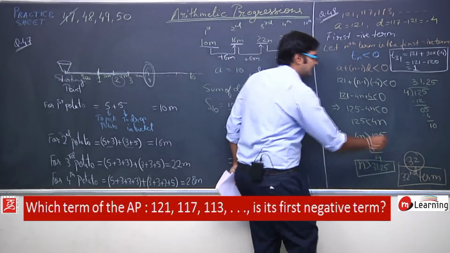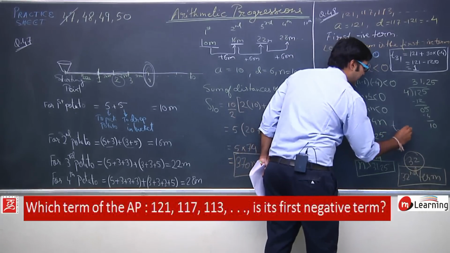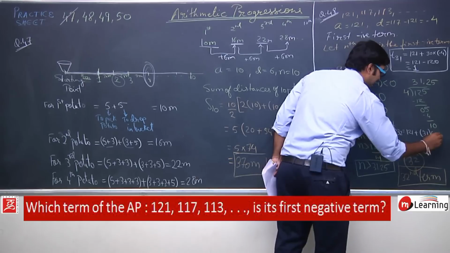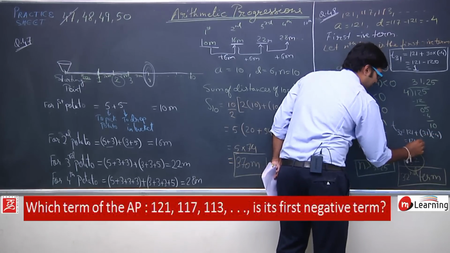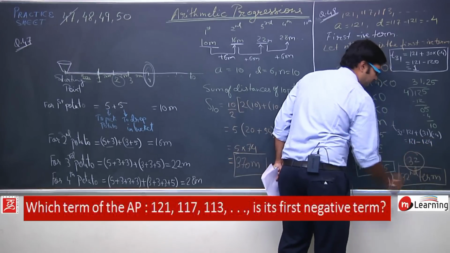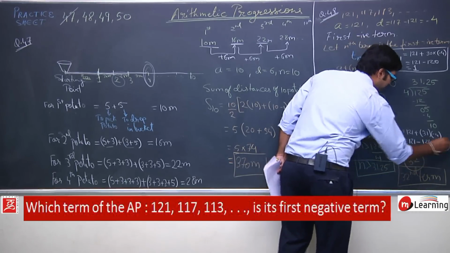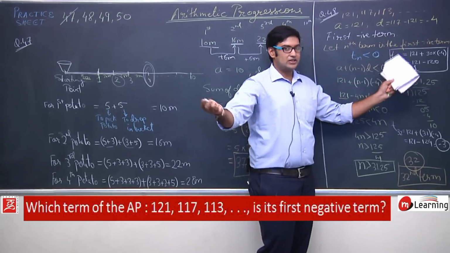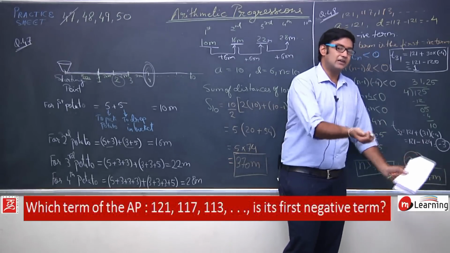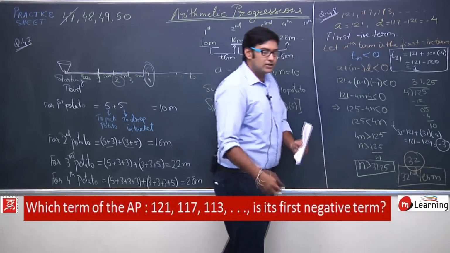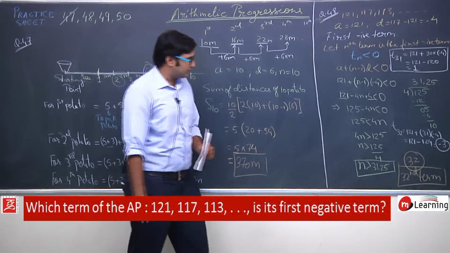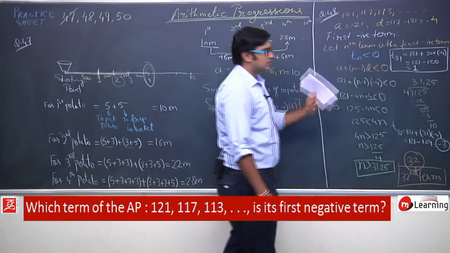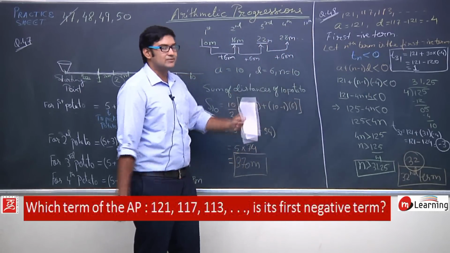Then what will be the 32nd term? The 32nd term will be a plus n minus 1, that is 31, into d, which is minus 4. So this will give you 121 minus 124, that is minus 3. So the 31st term is 1, which is a positive value, and the 32nd term is a negative value. So from the 32nd term the negative terms will start, and we have n equal to 32 as the first negative term. Okay, so this is the concept for this question.